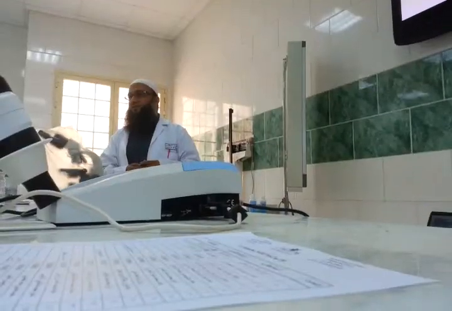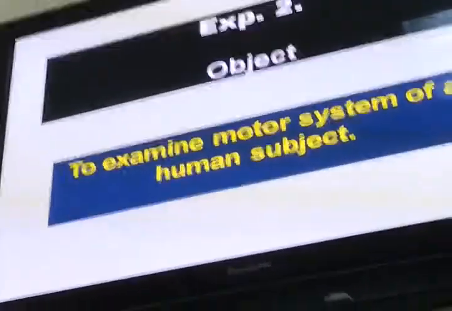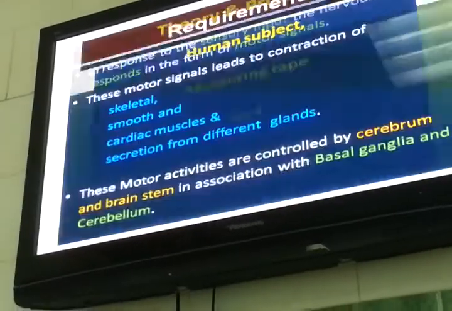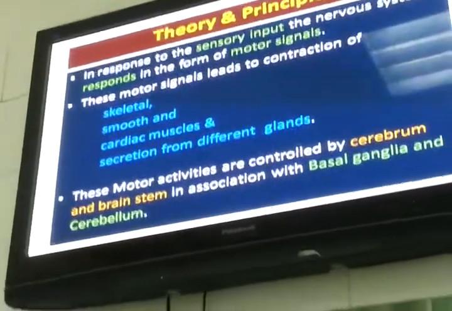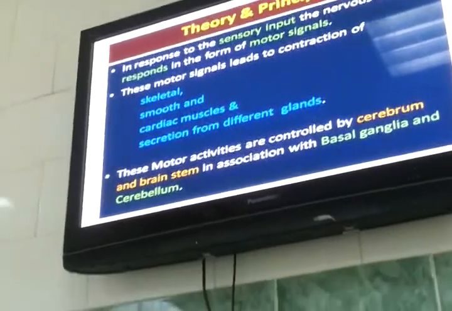The motor system. Okay, first we learn about the information. Now second, command given to the muscle. So what happens? This information moves up to the cerebral cortex, and this cerebral cortex gives command to the muscle, and these commands are motor signals. Okay, and as a result, what happens?